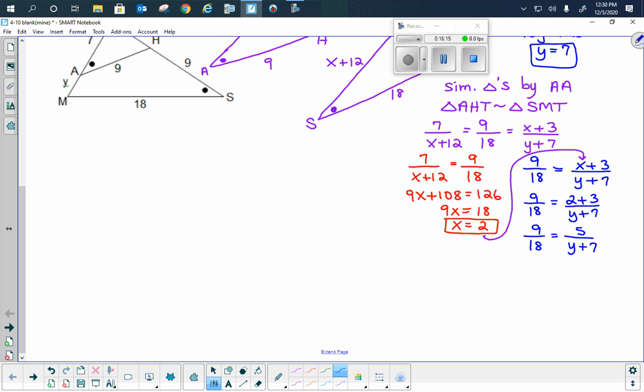9 times the quantity y plus 7, distribute, would be 9y plus 63. 18 times 5 is 90. If you subtract 63 from both sides, you will have 27. Divide by 9, and y will equal 3.